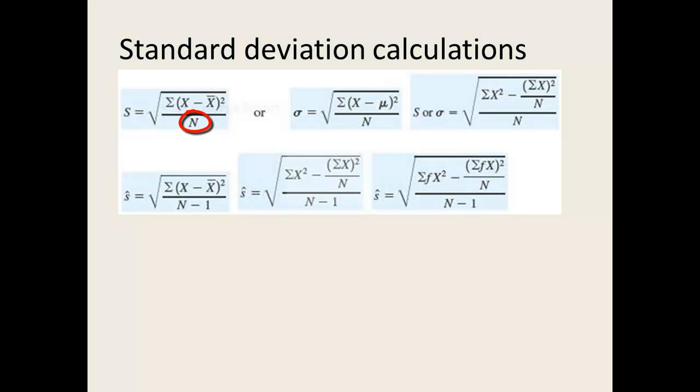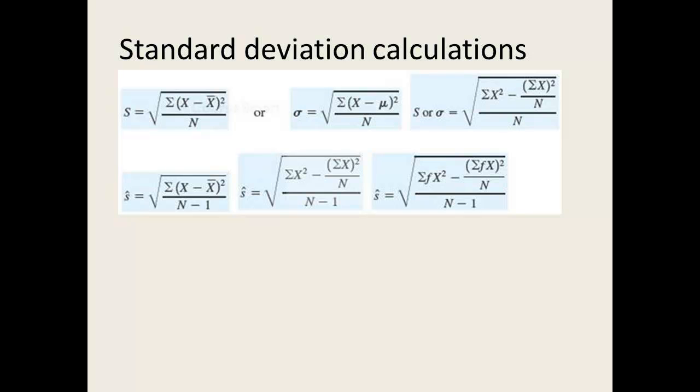In the second equation, the only things that are different is the S becomes a sigma, which now stands for population standard deviation, and the X bar is transformed into mu, mu being the population mean. The third equation can apply for either the sample standard deviation or the population standard deviation. And it's the raw score formula. The advantage to the raw score formula is that you don't have to calculate deviation scores, but otherwise it is the equivalent of the two formulae we just looked at.